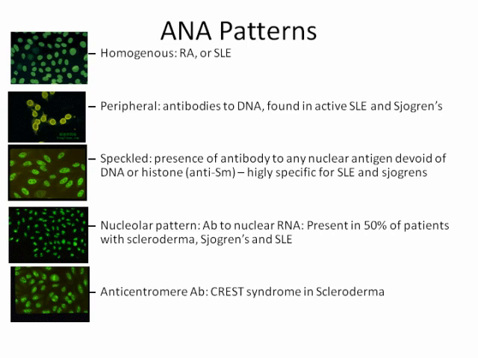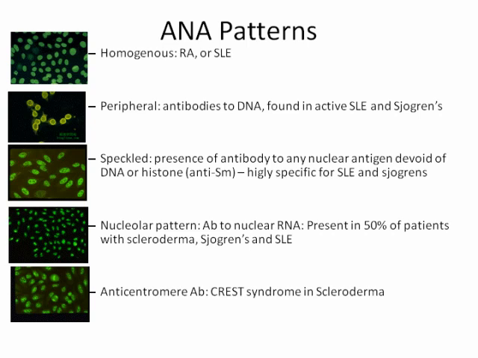So if you look under the microscope and you see a homogeneous pattern where your cells are all pretty solid green, we refer to that as a homogeneous pattern, and we see that in rheumatoid arthritis or lupus. So if you did a screening test, ANA, and it was positive and homogeneous, you would go on and do a rheumatoid factor test, and you'd also check for the Smith antibodies.